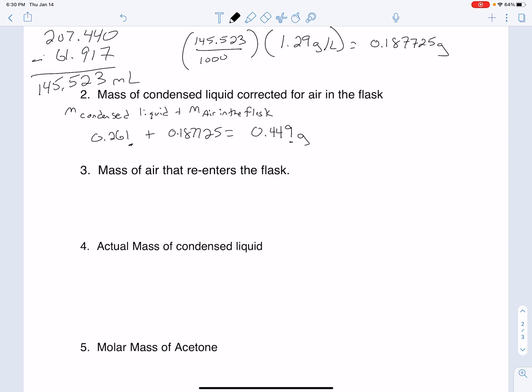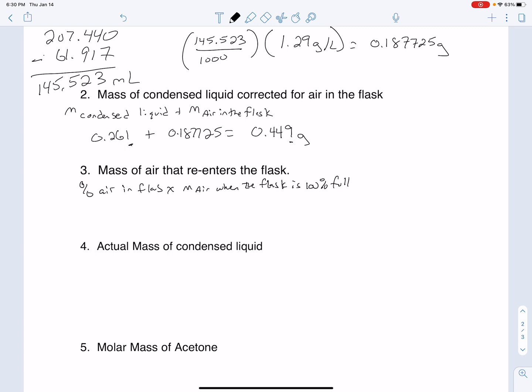And so, to find out how much air re-entered the flask at the end when we massed it, we take the percent of air in the flask times the mass of air when the flask is 100% full. So again, as the acetone condenses, air rushes back into the flask until the two are equal to atmospheric pressure. So how do I do that?